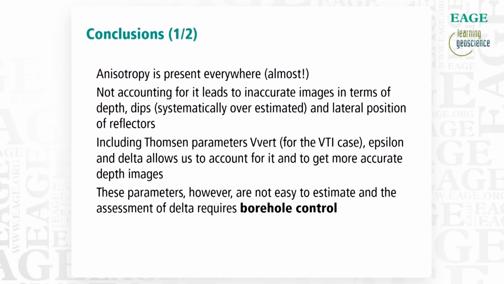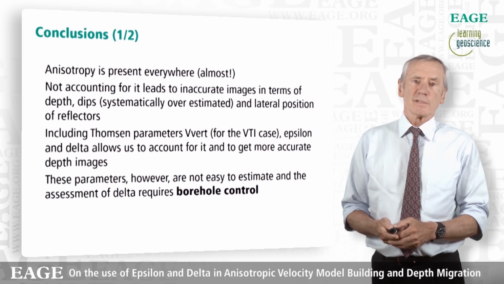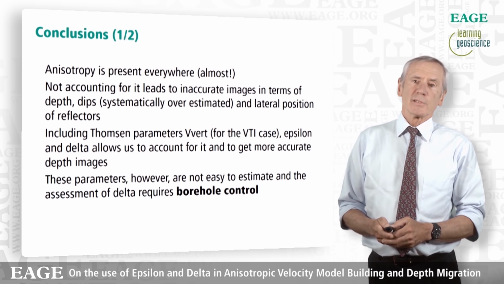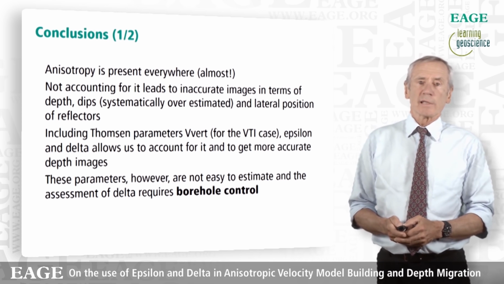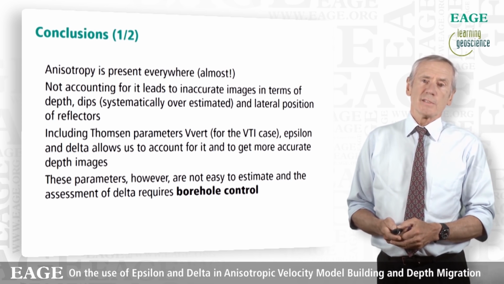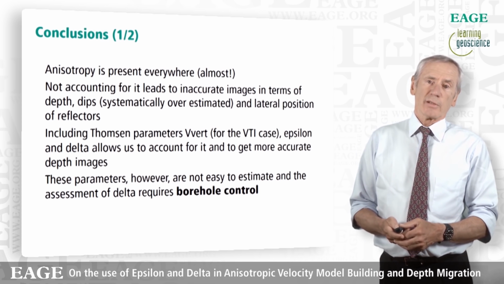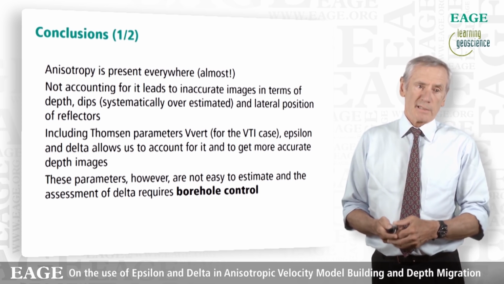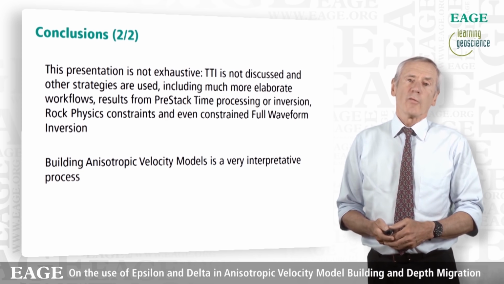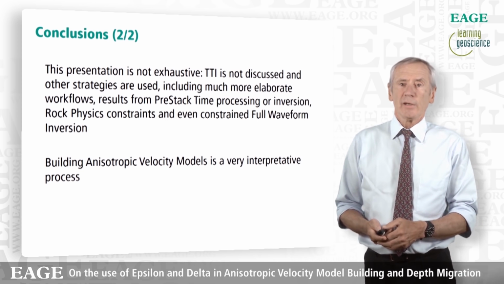Well, basically, we understand now that anisotropy is present almost everywhere. Not accounting for it leads to inaccurate images in terms of depths, which are systematically overestimated, and lateral positions of reflectors. Including Thomsen's parameters, vvert, epsilon, delta, allows us to account for it and to get more accurate depth images. And these parameters, however, are not so easy to estimate, and the assessment of delta requires borehole control, and that's an important message.